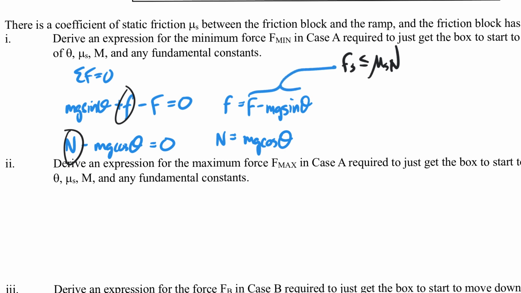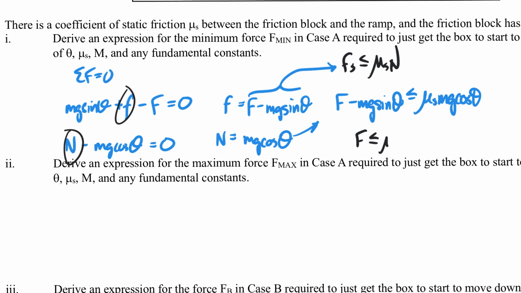We've seen it. So I'm going to basically sub in there, and same with this one. And I'm going to get F minus mg sin theta is less than or equal to mu s mg cosine theta. So F is less than or equal to mu s mg cosine theta plus mg sin theta.